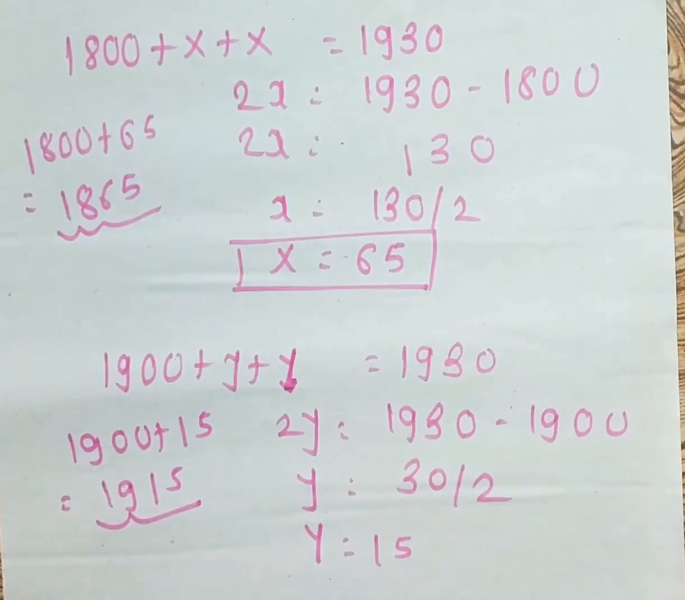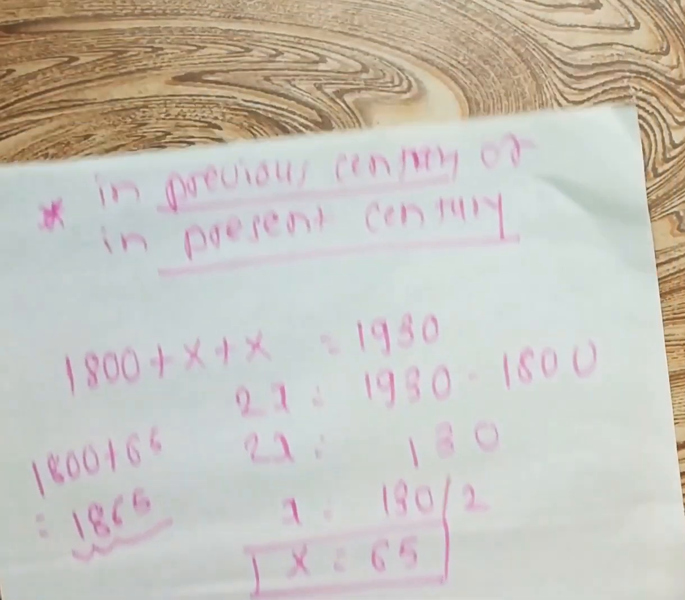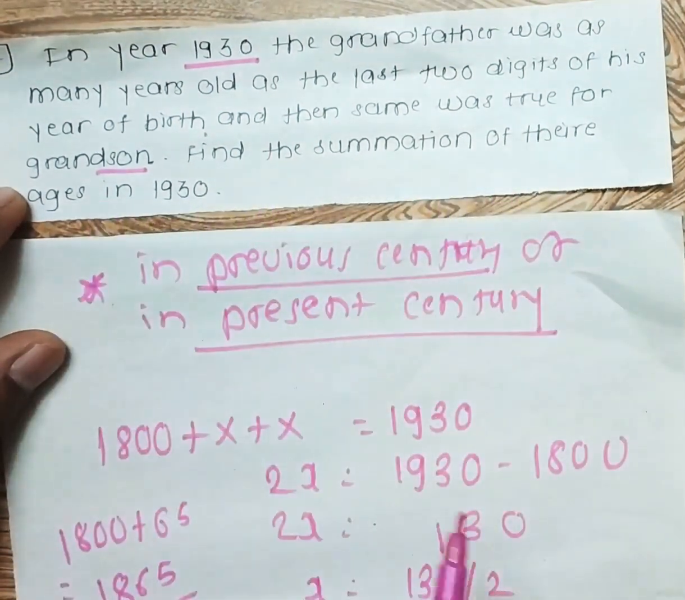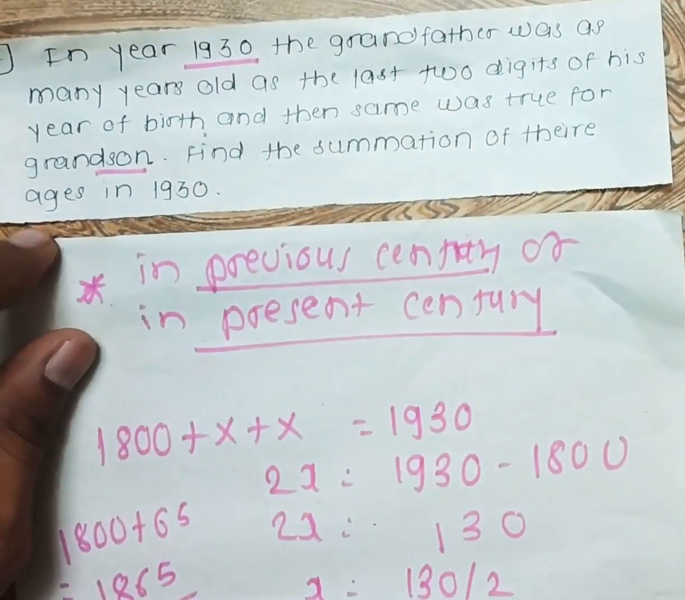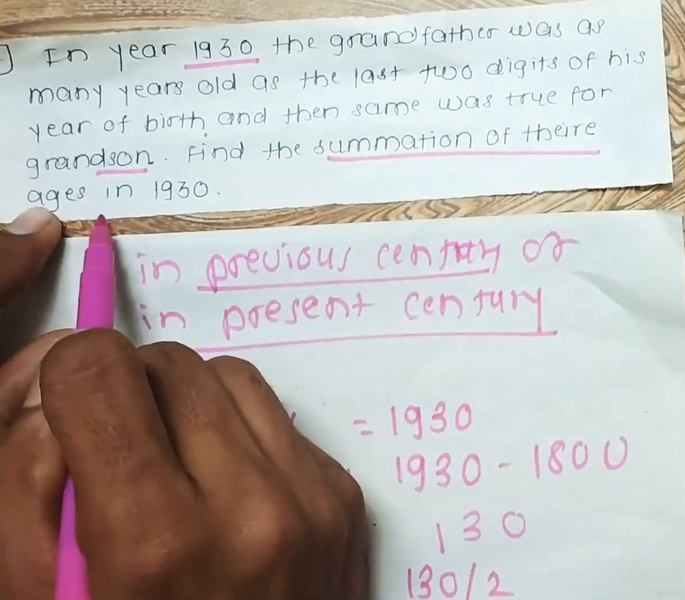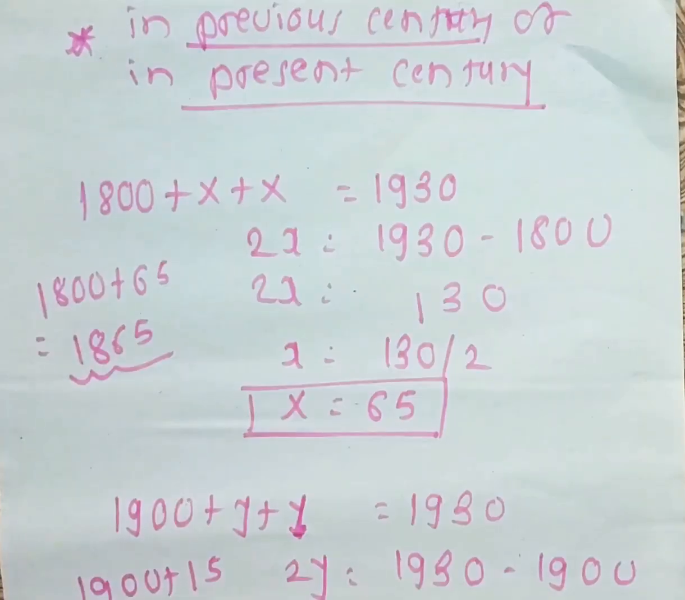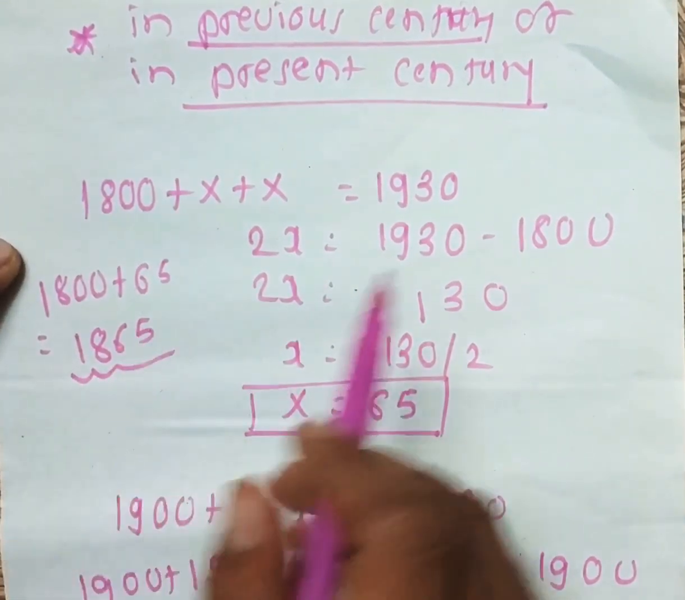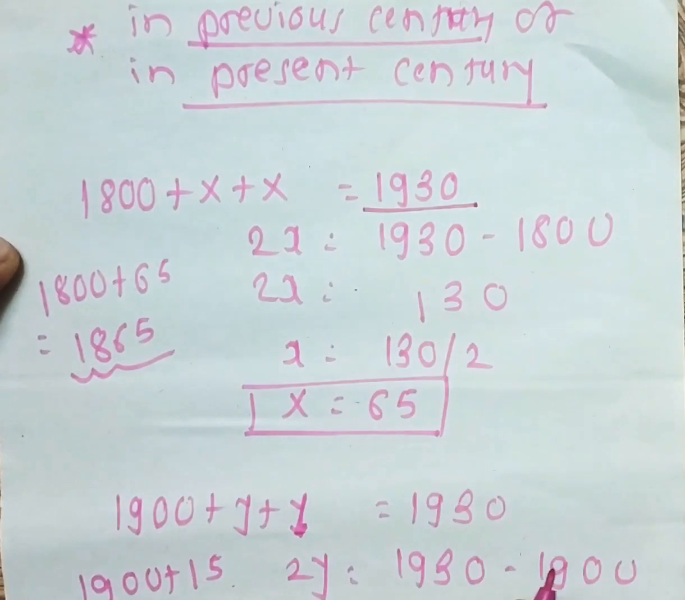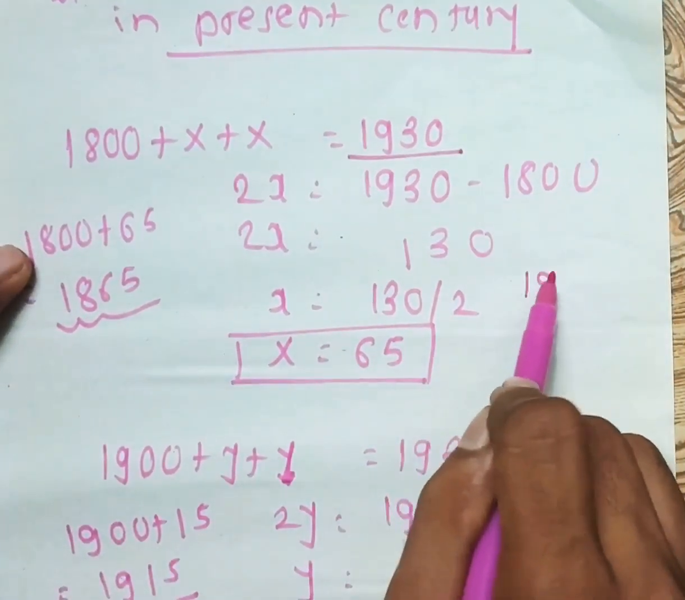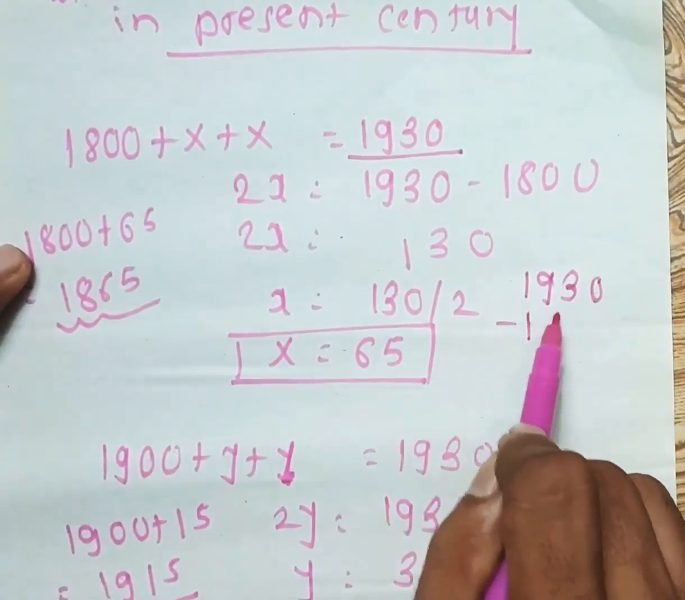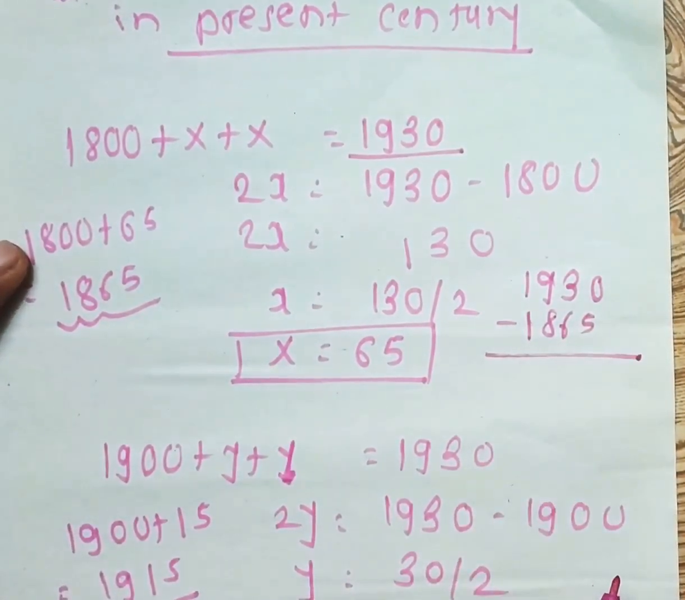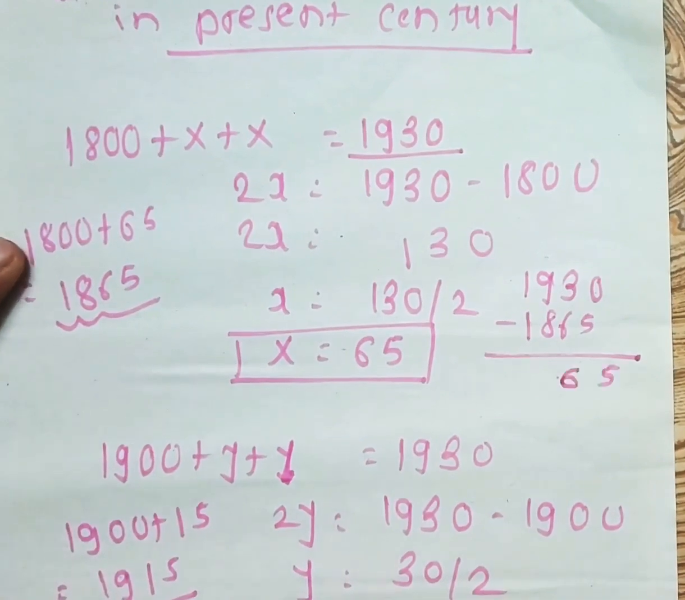But what we have to find out here, let's see the question again. Find the summation of their ages in 1930. We just have to find the summation of their ages in 1930. As we know, the grandfather was born in 1865. If it is now 1930, what is the age of the grandfather? Simply, we calculate 1930 minus 1865, because the grandfather was born in 1865.